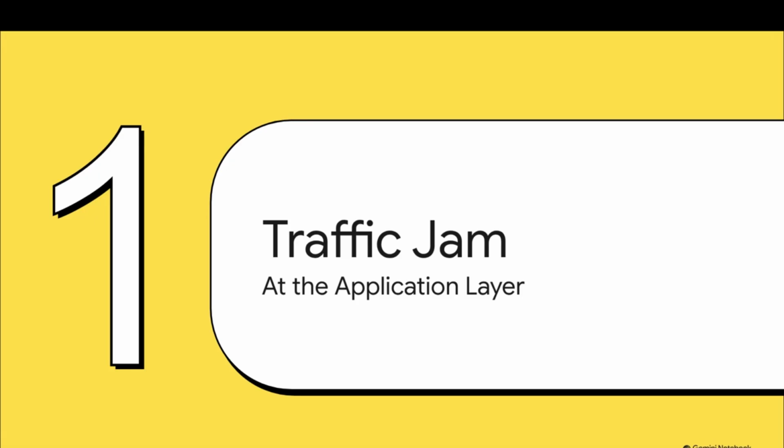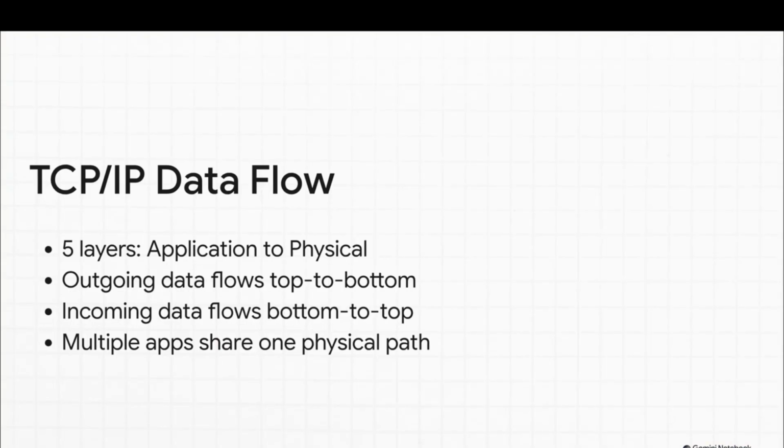All right, let's kick things off with Section 1, the application traffic jam. So, every connected device out there uses a 5-layer model to communicate. We're talking the application, transport, network, data link, and physical layers. When you send a message, say typing a quick reply on Skype, your data flows from the top application layer all the way down to the physical layer, where it actually travels out over the wire or your Wi-Fi network. But when your computer receives data, it does the exact opposite. It flows bottom to top.